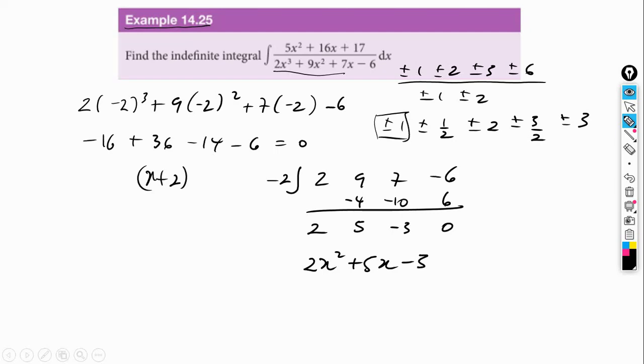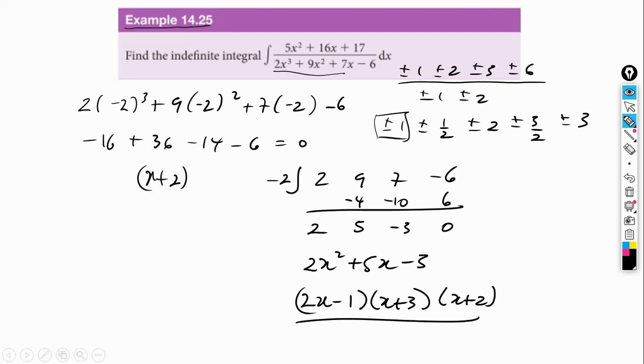And then finally, because this is quadratic, we can use the formula or we can factor through inspection. And notice that it's going to be 2x minus 1 times x plus 3. So that means that we're ready for the next step because we have found the factorization of the denominator, right? It's going to be this here, this times x plus 2. So we will be able to use the method of partial fractions.